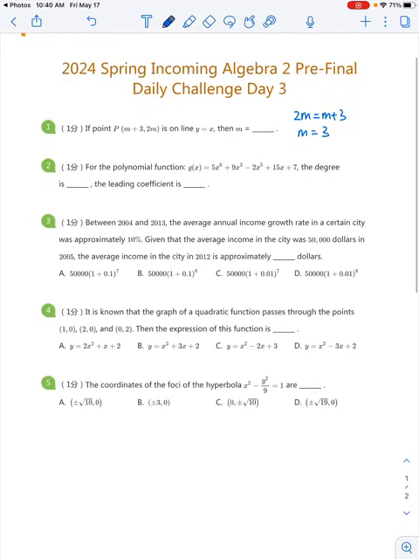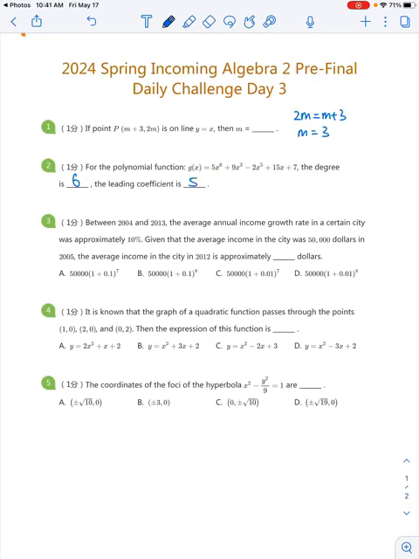And for the second one, for a polynomial function g of x equals 5x to the power of 6 plus 9x cubed minus 2x to the power of 5 plus 15x plus 7, the degree is going to be the highest exponent on the x. So in this case, we will have 6, right? So this will be the highest degree. And for the leading coefficient, it's the coefficient of the highest degree term. So we will have 5 as our leading coefficient.